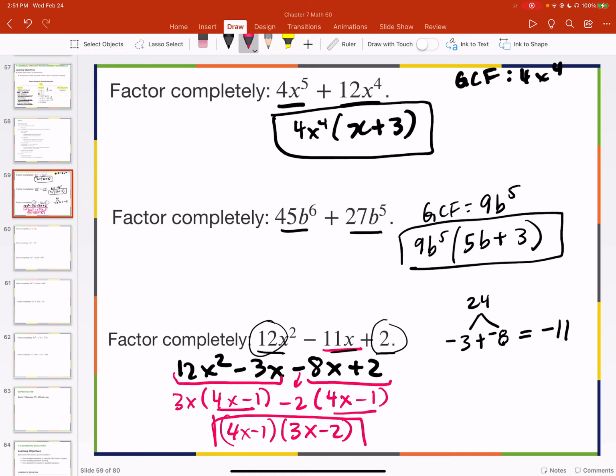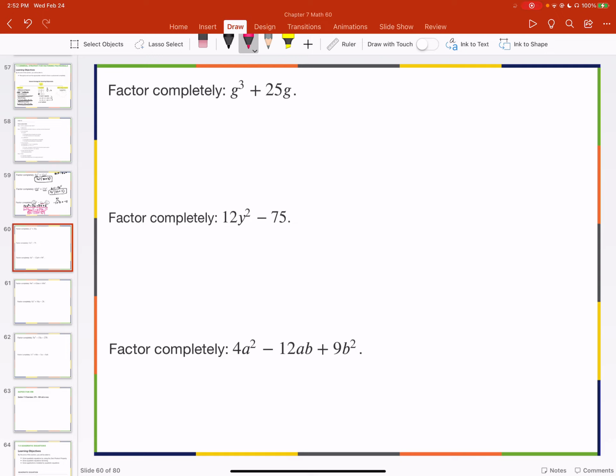Okay, let's do a few more. We have g cubed plus 25g. The GCF here is g. It's a lot of g's. What's left is g squared plus 25. Now, some of us might go from here and think, this is g plus 5, g minus 5. It's not, because this is a sum of squares, not a difference. So this is actually your final answer.